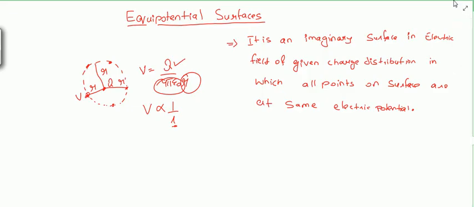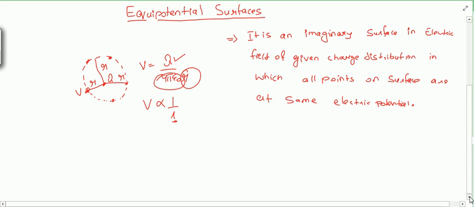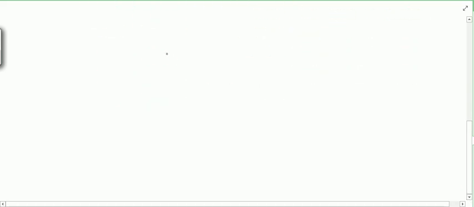So उस surface के ऊपर सभी points पर इलेक्ट्रिक पोटेंशियल की जो वैल्यू होगी वो सेम होगी.